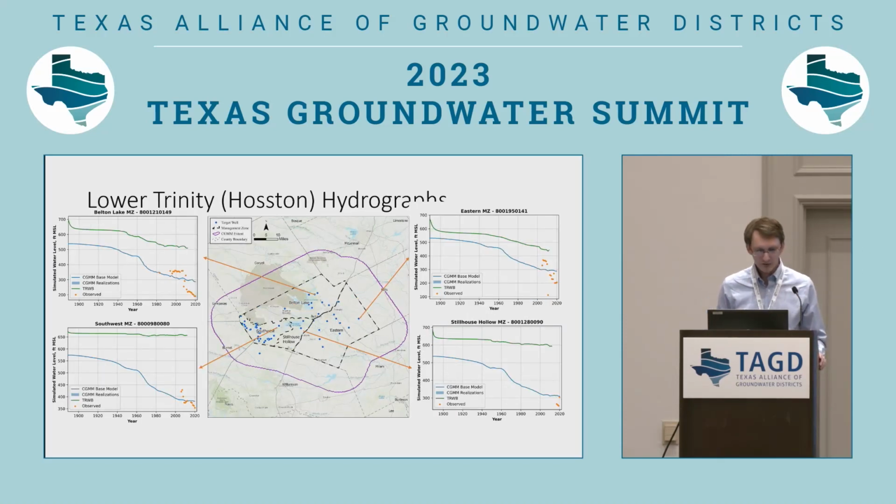And here are the lower Trinity, or the Hostin, hydrographs. Pretty similar story as the middle Trinity. In the Trinity Woodbine, we don't see that much drawdown. We see pretty constant values, where we were able to get a little bit better drawdown in the Clearwater model results here. But again, to reiterate, there still is some improvement, because you can look at the target data and see there's a little bit more drawdown occurring than the model was simulating.